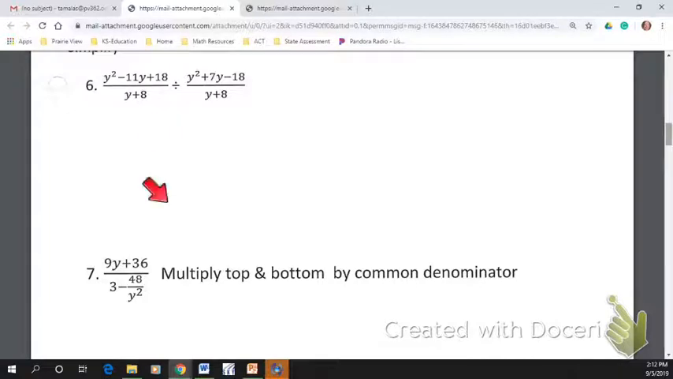Okay, so on this one, number 6, you're dividing a fraction. So let's review from 6th grade how you divide fractions. Let's say you have 5/6 divided by 7/12. Anybody know how to do that?